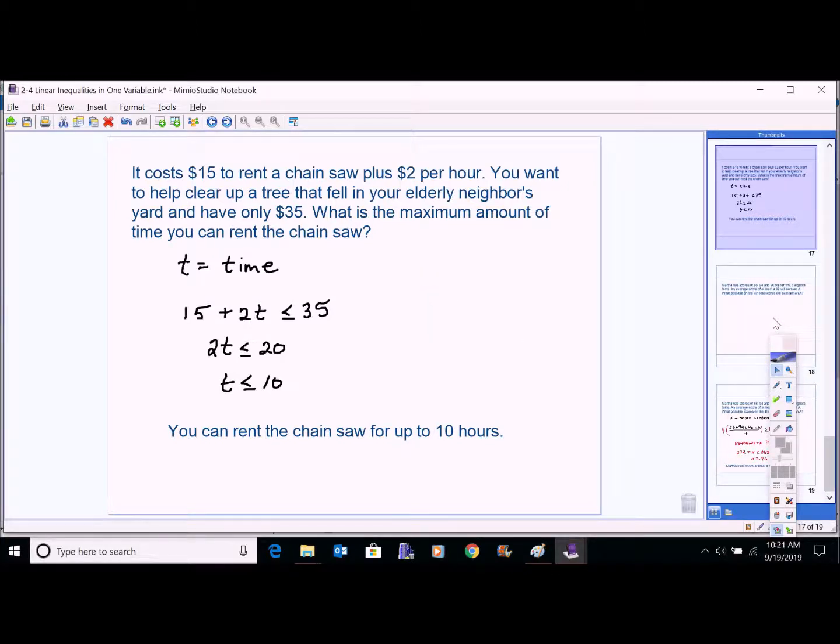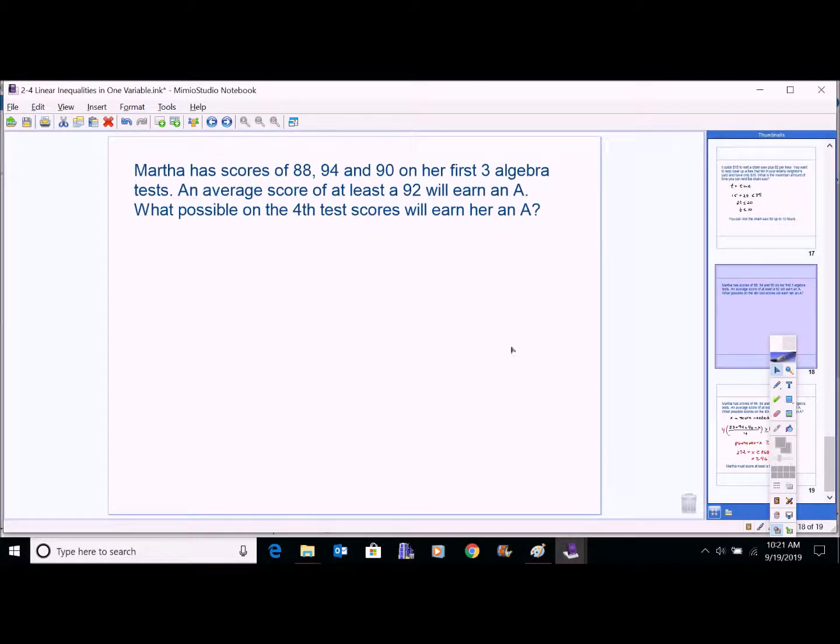I know word problems are not everybody's favorite, but they don't have to be that bad if you carefully choose a variable at the beginning and work carefully. Martha has scores of 88, 94, and 90 on her first 3 algebra tests. And an average score of at least 92 earns an A. So I'm using our LCA standards here. What score on the 4th test will earn her an A?